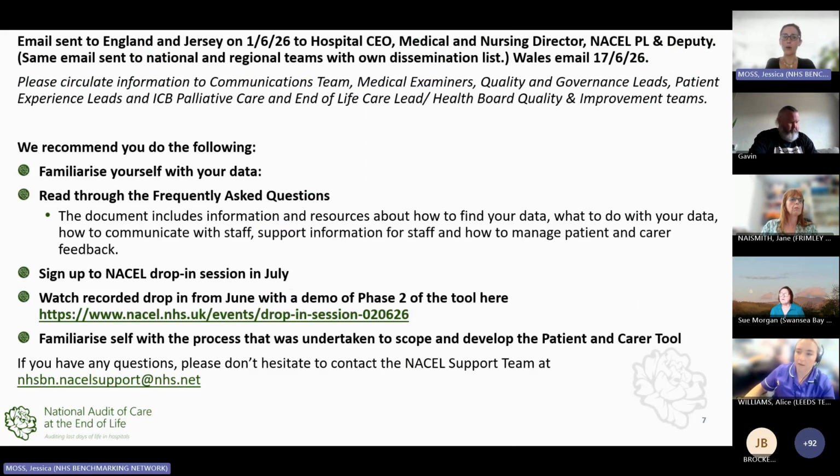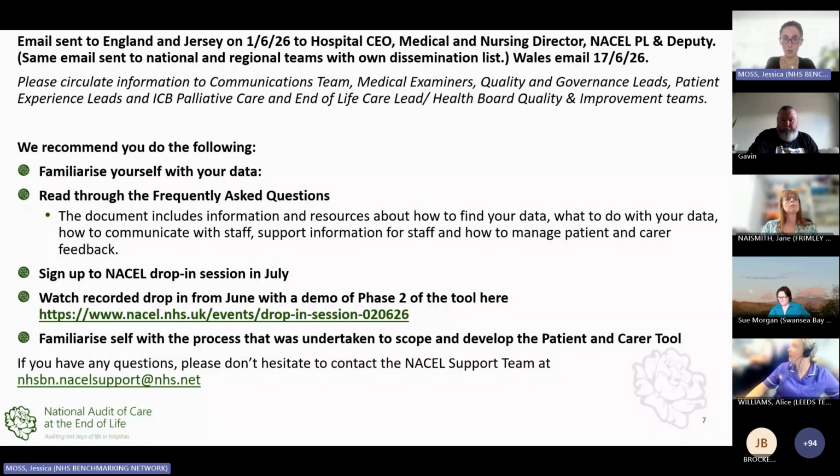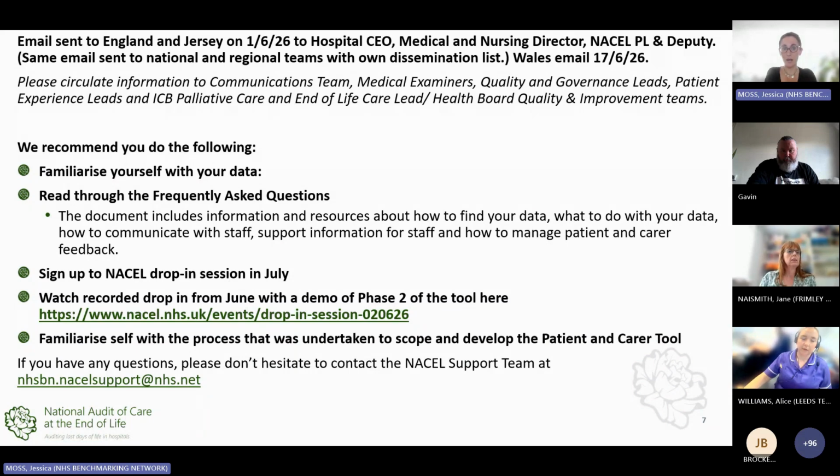So an email went out to all hospitals in England and Jersey on the 1st of June, and then to Wales yesterday, and that's because we were waiting for translation. The email went to CEOs and directors, NACEL project leads and deputy project leads, and we asked that the email was circulated to communications teams, medical examiners, quality and governance leads, patient experience leads, ICB, palliative care, end-of-life care leads, and if in Wales, health board, quality and improvement teams.